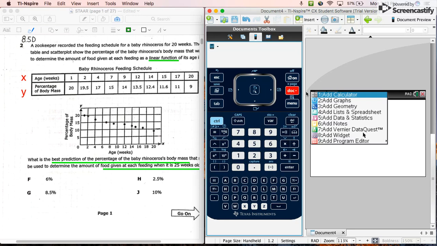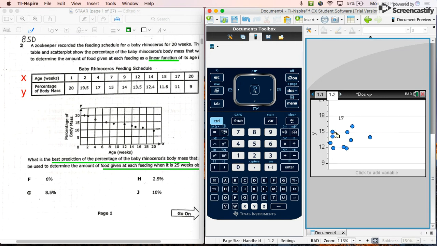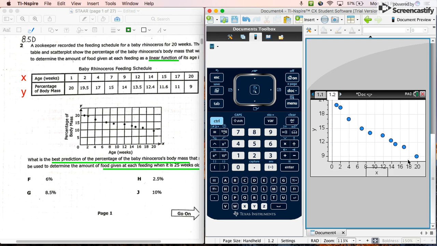From there, I'm going to go and add data and statistics. Then I have this weird looking scatter plot. It doesn't look like any kind of association. What I'm going to do is input my variables, which is going to be for my y-axis, obviously a y. For my x-axis, obviously an x. Now that looks something similar to what we have graphed over here on this side.